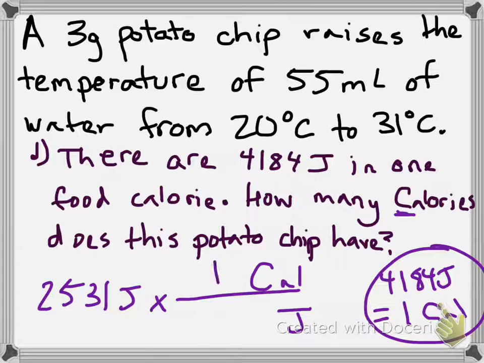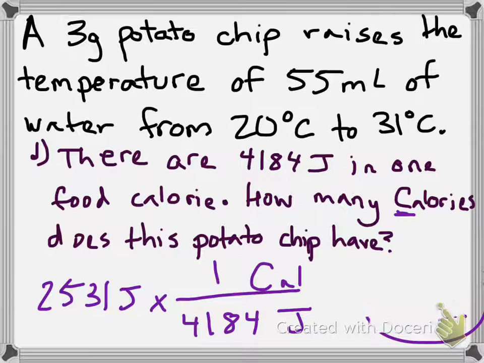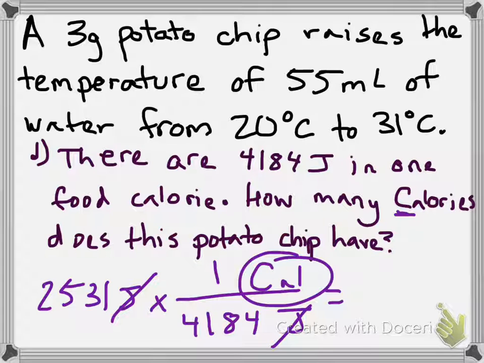So by multiplying by 1 calorie over 4,184 joules, we are not actually changing the value of this number. We are simply converting it into different units. So when you do this, the unit joule cancels out and we will be left with calorie. So all you're going to do is 2,531 times 1 divided by 4,184, and you should get 0.605 calories. So that's how many calories this one made-up chip has.